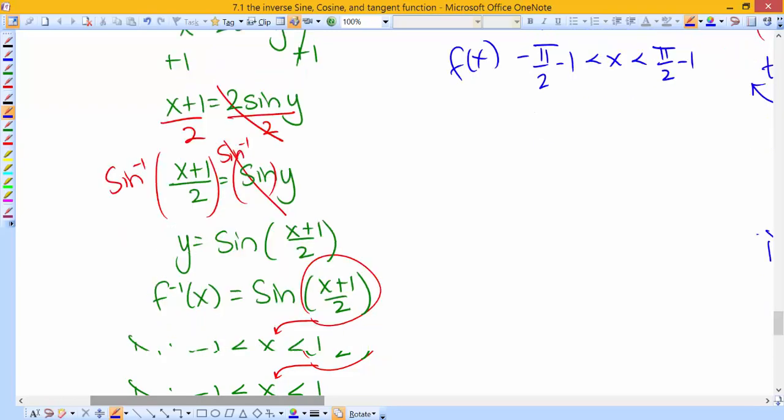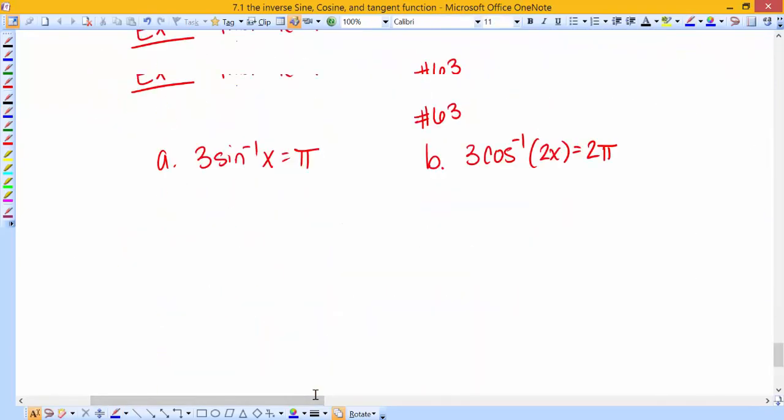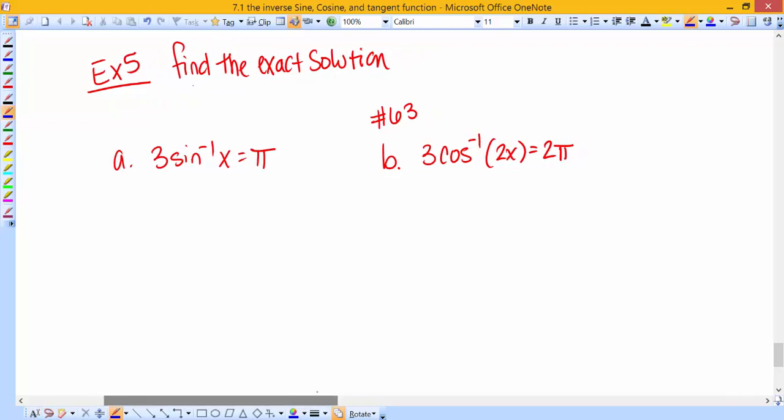All right, let's get this last example done. There are 3 of these, I think. Yes. Finding the exact solution. So get that unit circle out or that trig chart, whatever it is that you use. So I want to find x. Before I can find x, I need to get the sine inverse of x by itself, so then I can undo the inverse. So I'm going to start by dividing by 3. So sine inverse of x equals pi over 3.